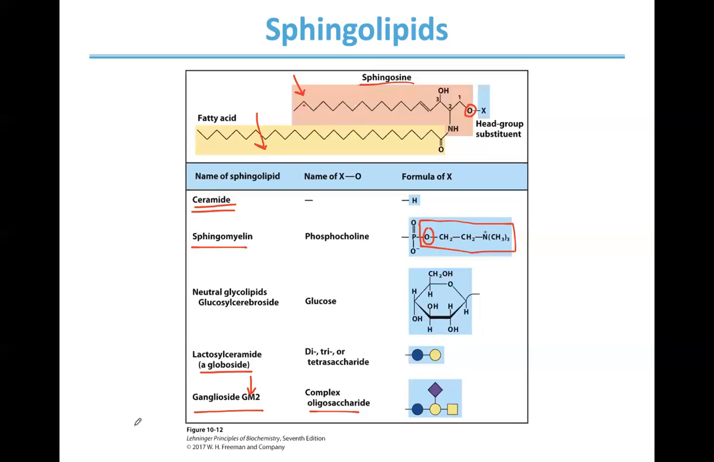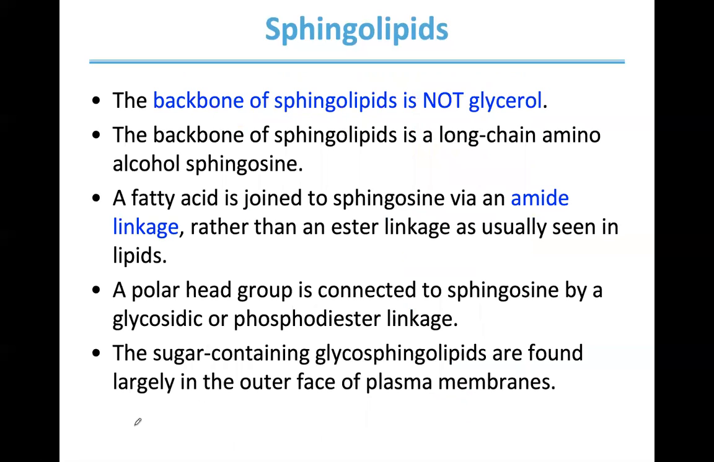Okay, so these are the structures of sphingolipids. Let's see what else on the slide that we need. Phosphodiester linkage, we talked about that. Okay, sugar-containing glycosphingolipids are found largely in the outer face of plasma membranes. It may make sense, right? The polar head groups.